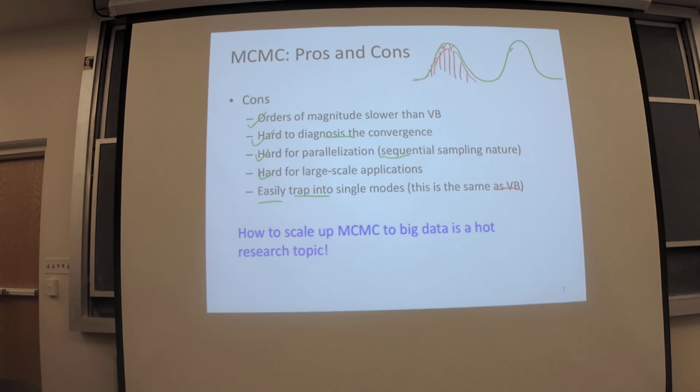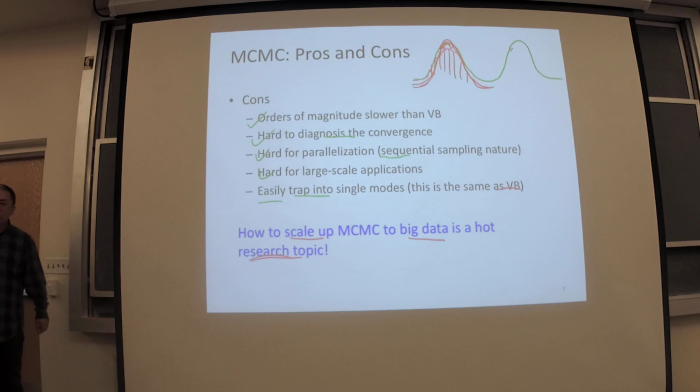If you use variational inference, your approximate posterior will very likely be trapped in a single mode as well. So in frontier research, how to scale up Markov chain Monte Carlo to big data is a hot research topic. If you have time, take a look at the talk given by David Dunson at NeurIPS last year. He provided a few very interesting directions on how to scale up Markov chain Monte Carlo sampling to large applications.